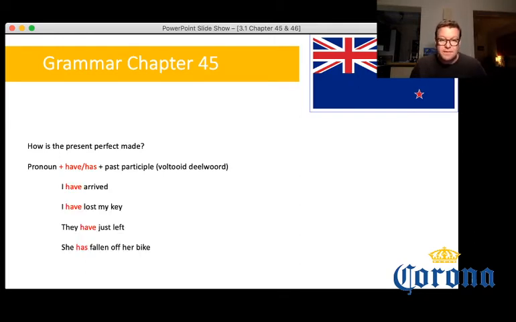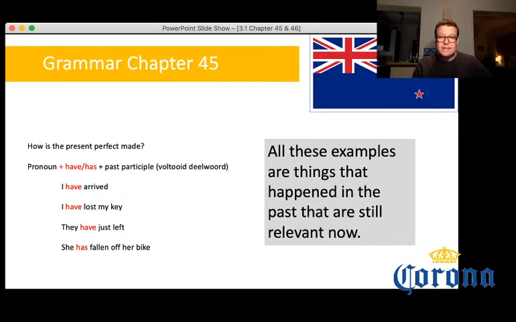Let's have some examples of those. I have arrived. I have lost my key. They have just left, and she has fallen off her bike. So all these things are examples of things that happened in the past that are still relevant now. I still haven't got my key. I still fell off my bike. Now, we would probably talk about falling off the bike if it's still relevant now. If maybe she's on her way to the hospital.